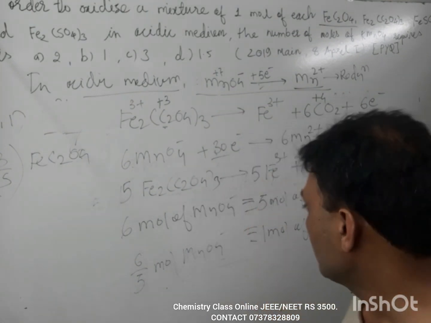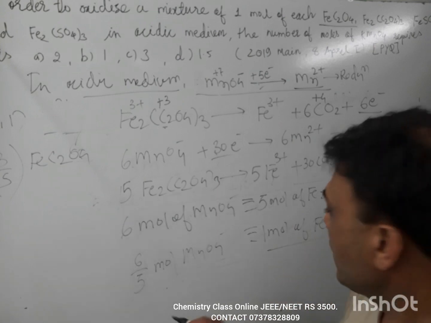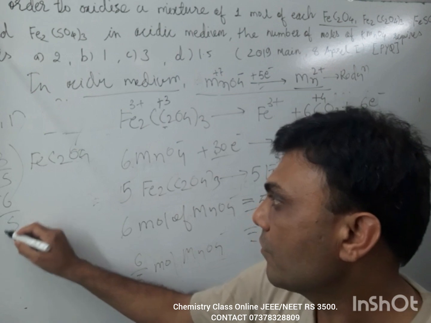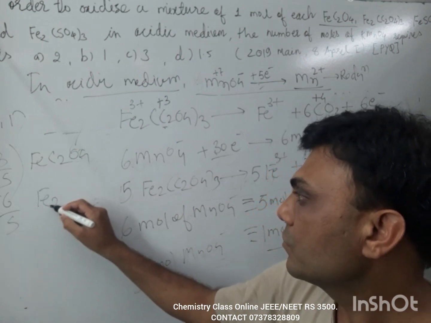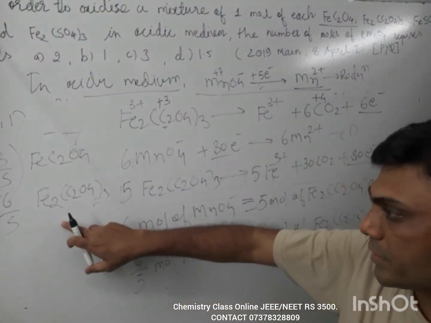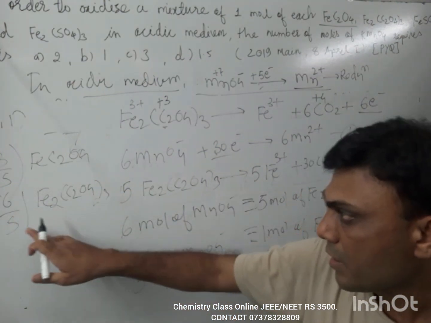Okay, clear? So for 1 mole of Fe2(C2O4)3 we require 6/5 moles of MnO4⁻. This is how we calculate the number of moles of MnO4⁻ required.